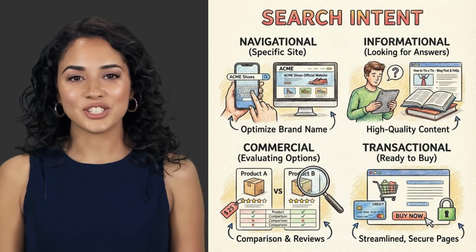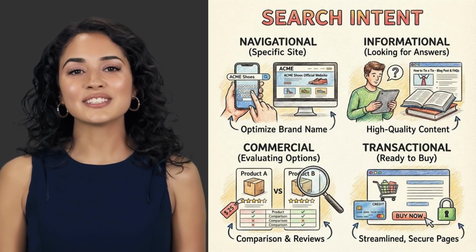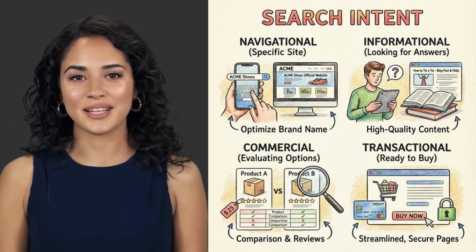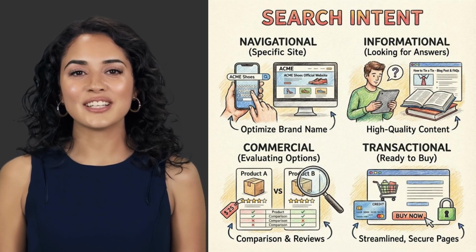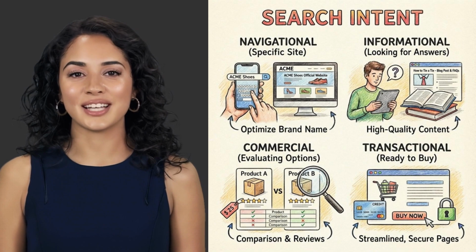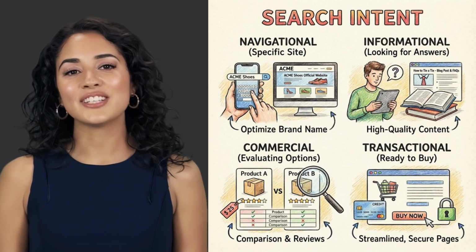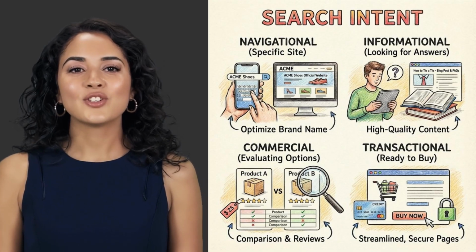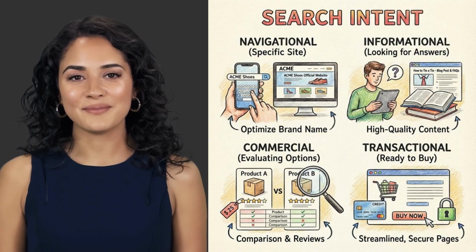This brings us to a core concept: search intent. We need to understand why people search to create a holistic content strategy. There are four main types of intent: navigational, informational, commercial, and transactional. Navigational intent is when a user is looking for a specific site, so you must optimize for your brand name.